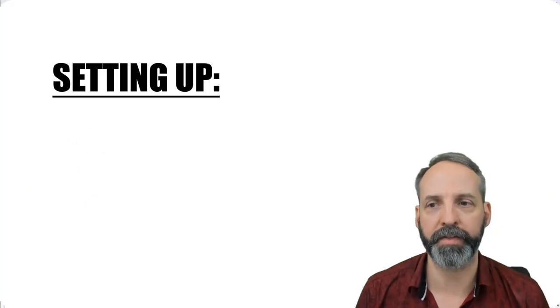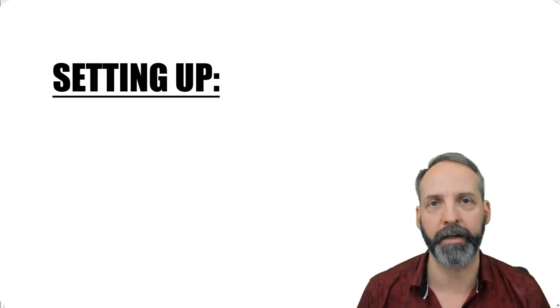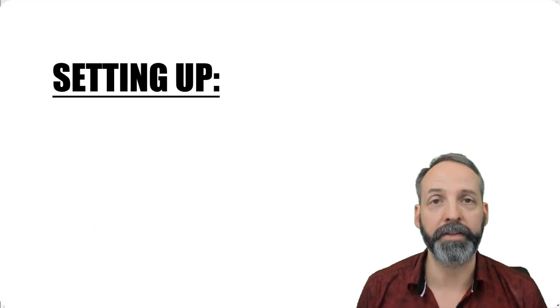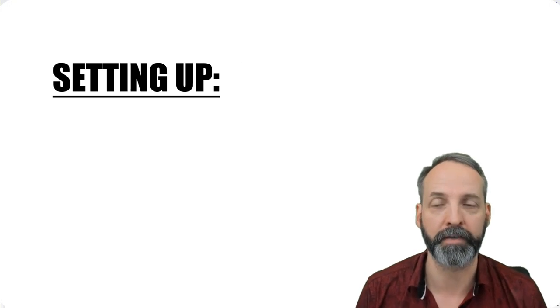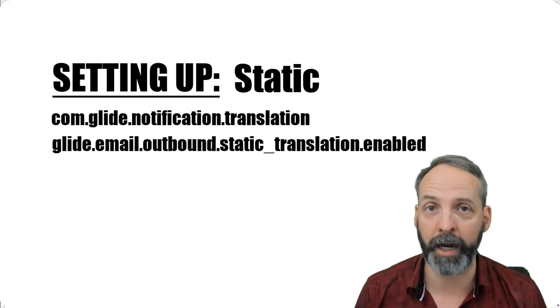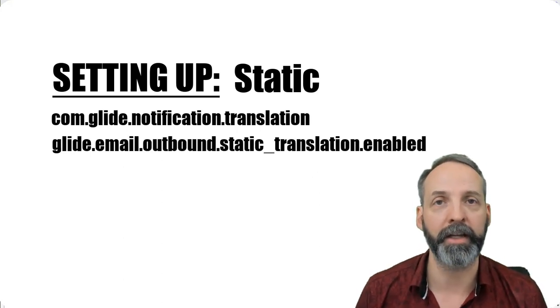Okay, some notes on setup, because this just doesn't come baked in. You need to do some plugins and system properties. I will have links in the description below, so you can go to the exact doc pages that describe this. For static translations, you have to make sure that this plugin is installed, and you have to manually create this system property and set it to true. Only after that will this translated notifications tab become available on the notifications form.